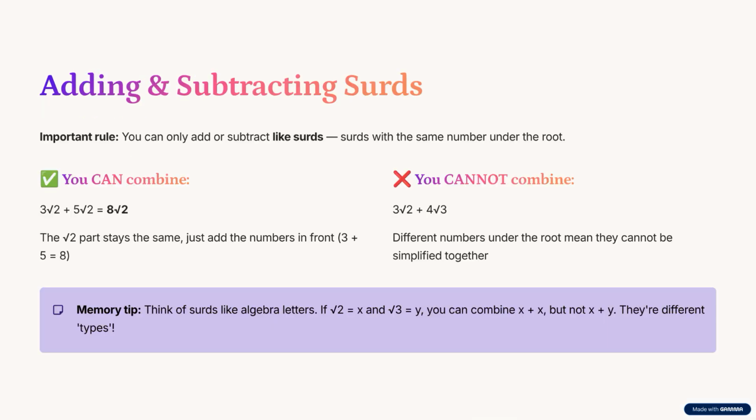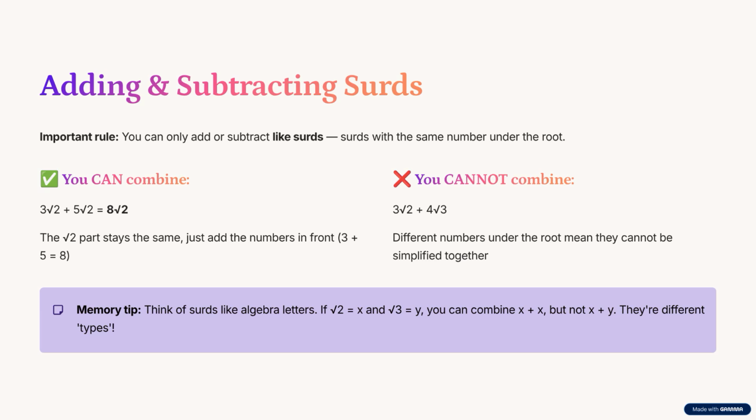Adding and subtracting surds. Now that we can simplify surds, let's talk about adding and subtracting them. There is one key rule. You can only add or subtract like surds. Like surds means the number under the root must be exactly the same. For example, 3 square root of 2 plus 5 square root of 2 equals 8 square root of 2. That works perfectly because both terms are multiples of square root of 2.